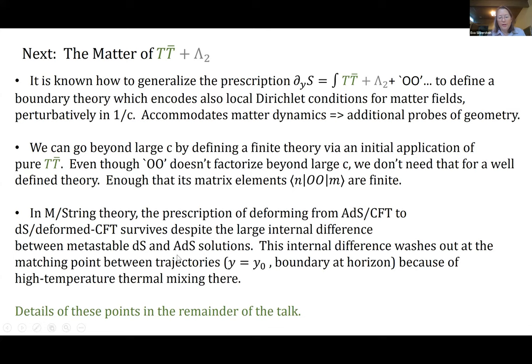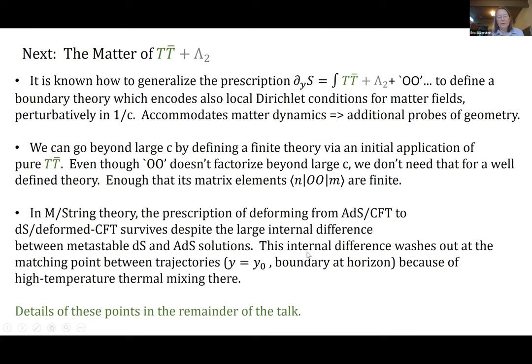So you might say this whole business of deforming from one to the other is doomed because those internal spaces are so different. But there's an interesting point here: recall that we do the matching at the horizon. So we brought the boundary into the horizon. If you have a boundary at the horizon, it's effectively at super high temperature, okay? So whatever's going on internally is compelled to mix up. And there's a lot of evidence that all topologies are connected in string theory. So that feature of the matching point of the two trajectories, the part of the trajectory that describes bounded AdS and the part that describes bounded dS, where we match at the horizon, that matching point also is indistinguishable in the internal space in this sense.